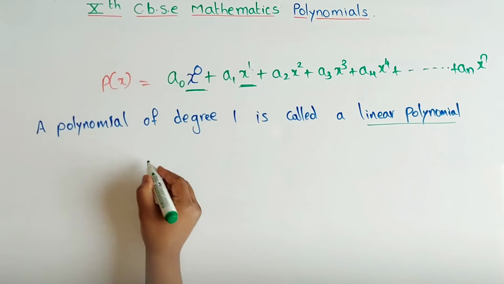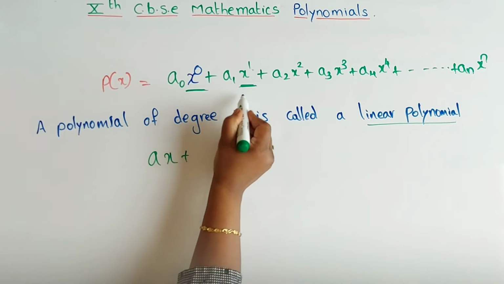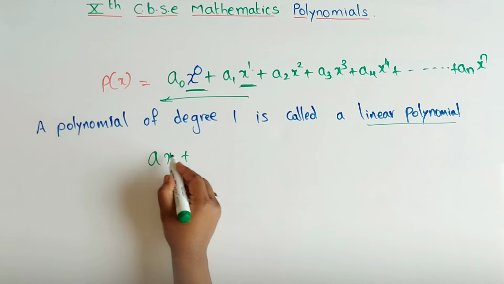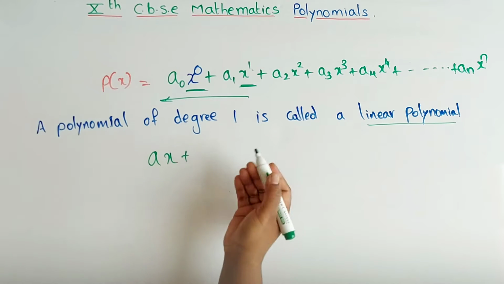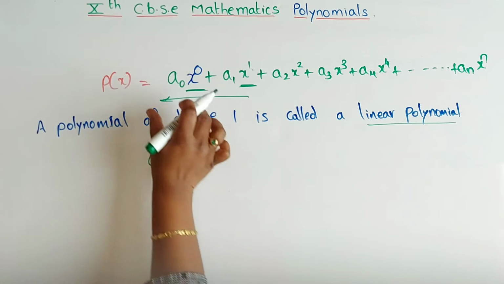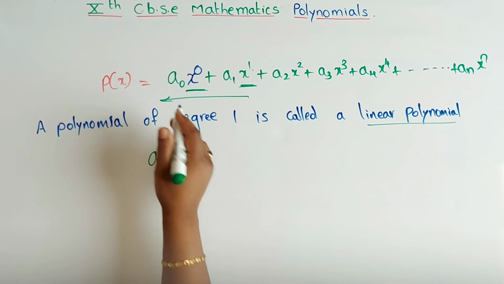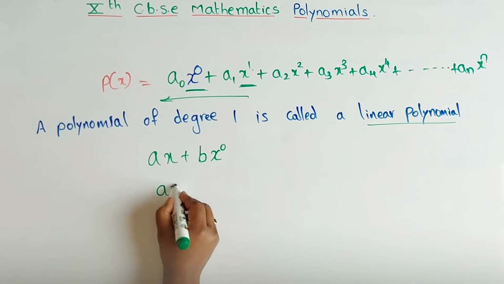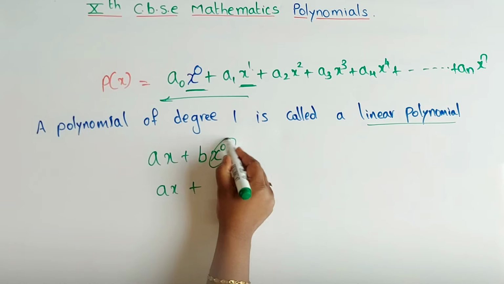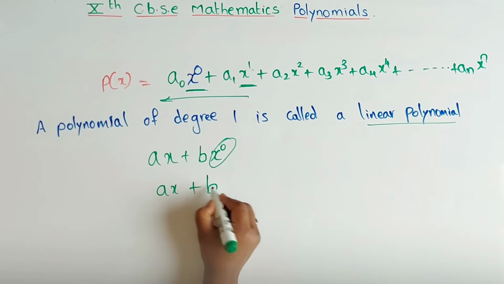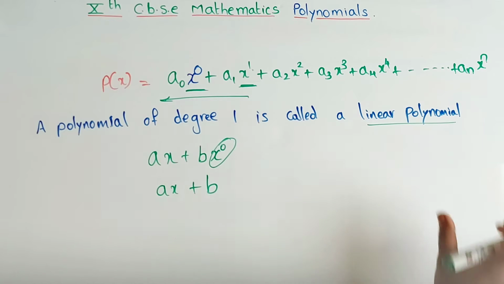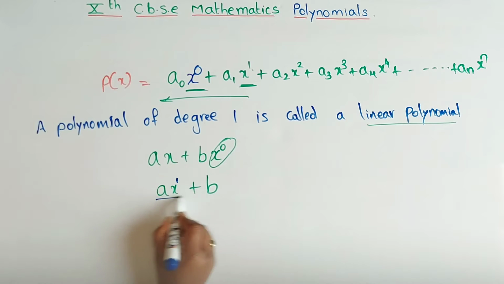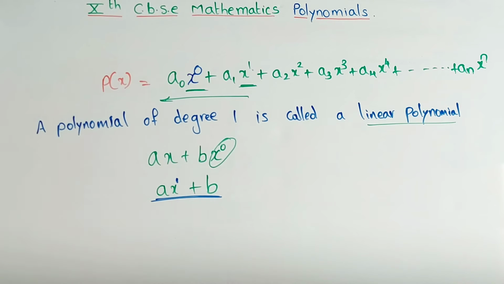So a1 x1. I am writing ax, and next, what is the next degree after 1? The smaller degree, it is nothing but x power 0. So this will be the term, correct children? For convenience, I am writing b x power 0, correct? What is ax plus b x power 0? X power 0 is nothing but 1 here. So ax plus b is a linear polynomial because here x degree is 1. Correct children? Here x power 1 is there. So it is called a linear polynomial.